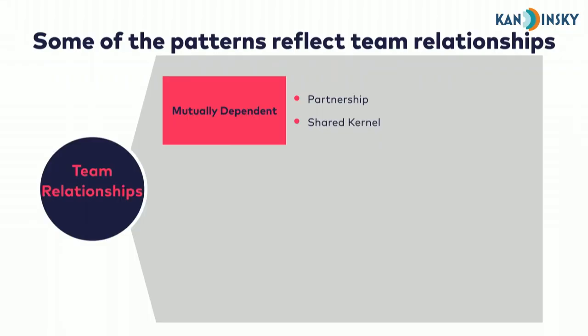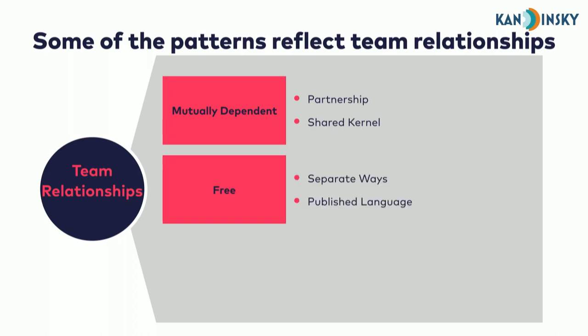I heard some folks say open host service is also a very social pattern in terms of a team relationship. The shared kernel also has a technical nature to it because it's a shared physical artifact. And definitely the big ball of mud, which is a quality of a part of a model or a system. Now, some of those patterns, especially the ones with the team relationships, also play into those three categories of team relationships. So mutually dependent, partnership and shared kernel. Free, separate ways and published language.